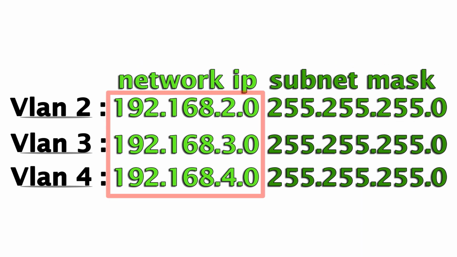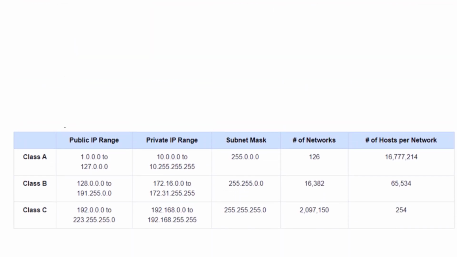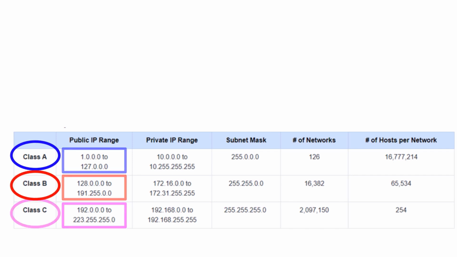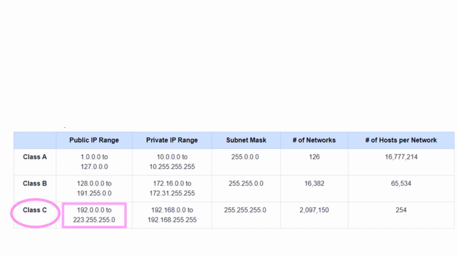Okay, we said that we will use the IP 192.168.x.x. This is a Class C IP. Why did we use Class C, and what is Class C in the first place? Let's see. As you can see in the picture in front of us, the IP is divided into 3 classes: Class A, Class B, and Class C. Each class has a specific range. As soon as I see an IP beginning with 192, I know that it is Class C, and so on for the rest of these classes.